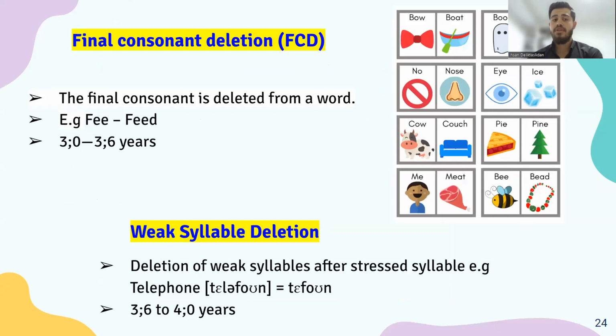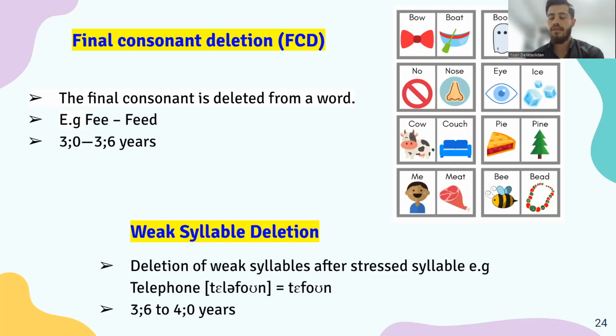Now, our first example is final consonant deletion. This is when the final consonant is deleted from a word. For example, feed would become fee. This is expected to resolve by the ages of 3 or 3.5. Moving on, we've got weak syllable deletion. This is the deletion of a weak syllable after a stressed syllable. For example, telephone would become typhoon. This is expected to resolve by the ages of 3.5 to 4 years old.